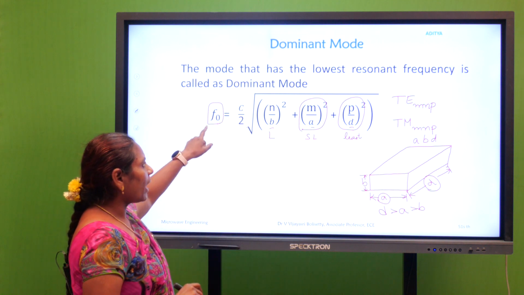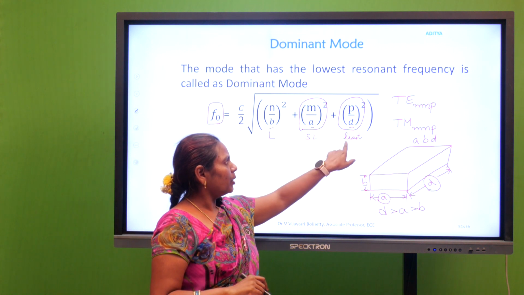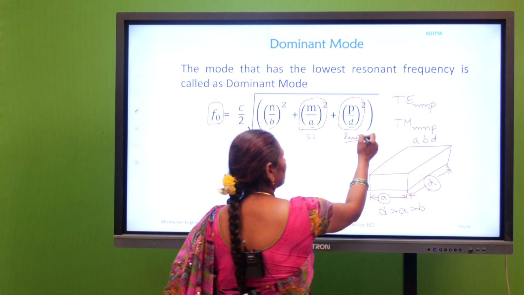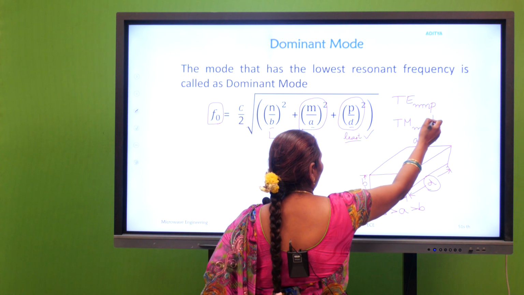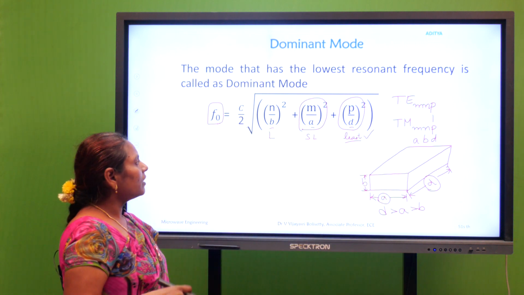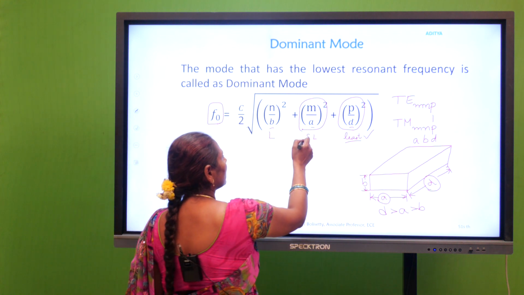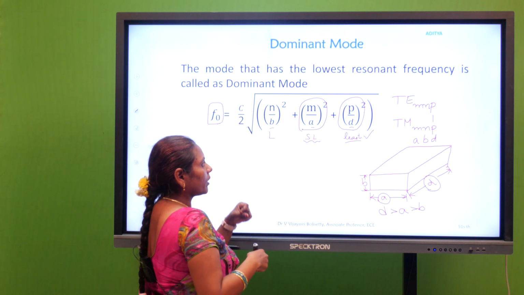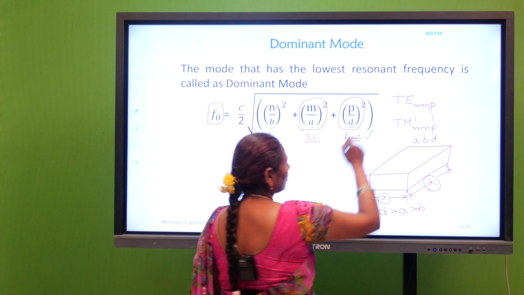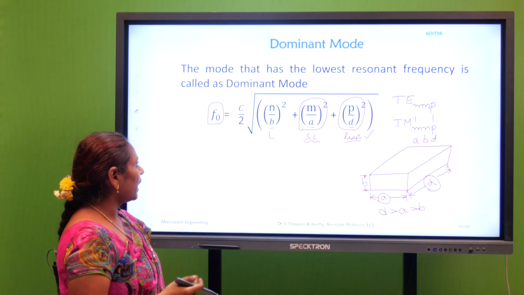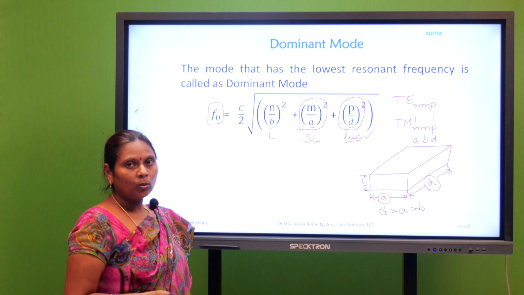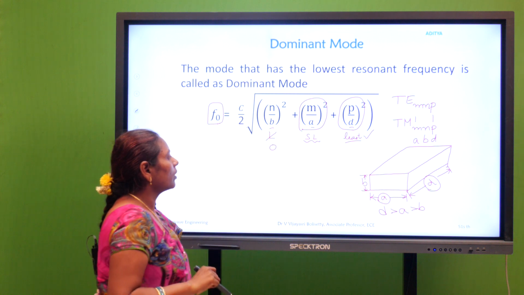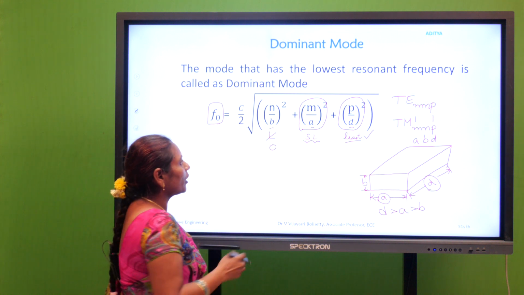To get this minimum value, we need not change anything here, that means this term can exist. So, that means P can be equal to 1. And then this is the second largest or second least value, so this A also can exist, that means M also can exist. And coming to N, if N is equal to 0, then this largest value can be made 0, so that we can get the minimum value of F0.